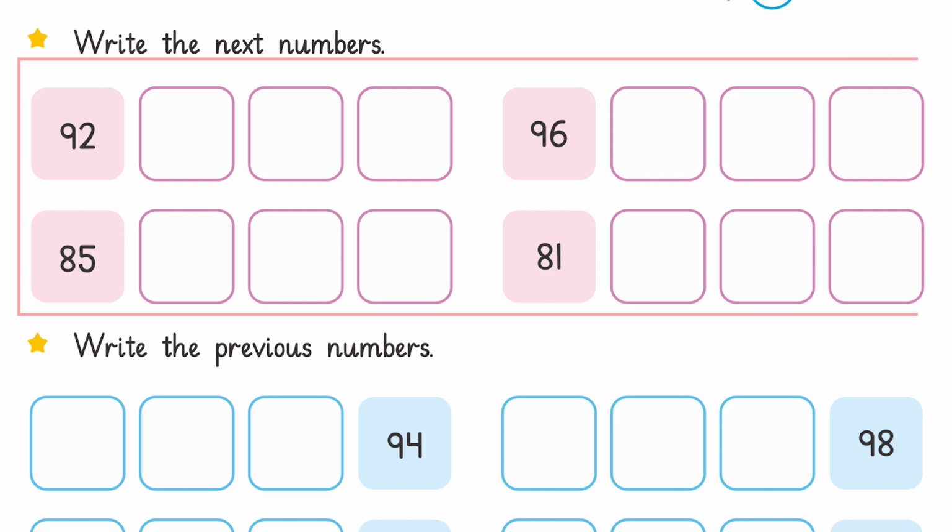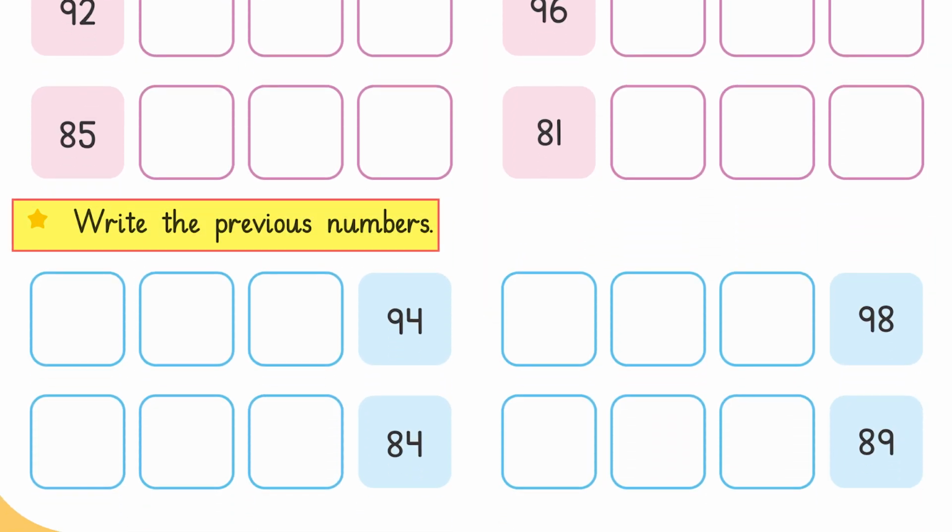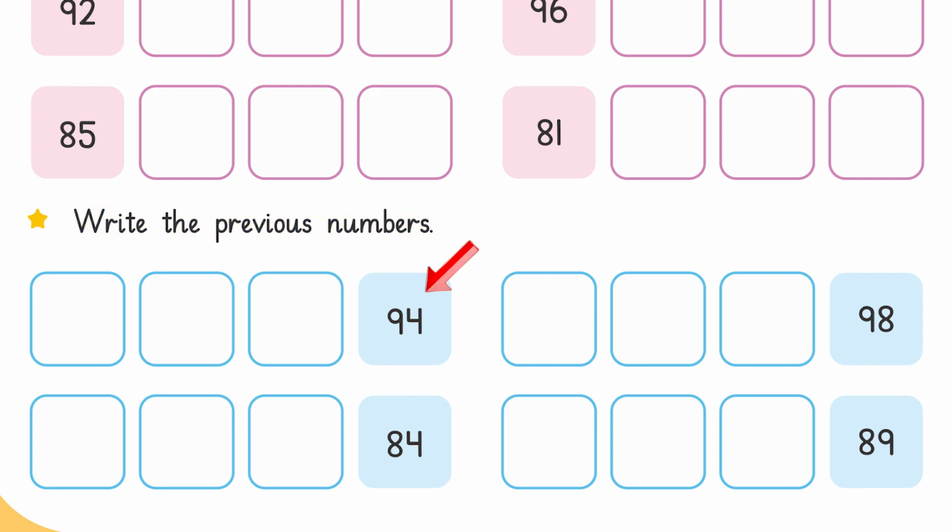आपने इन तमाम numbers के आगे next 3 numbers कौन से होते हैं वो लिखने हैं. So here we have 92, then 93, 94 and 95. Then again the second one is 85, 86, 87 and 88. Same goes with 96 and 81. And in the last question, you're supposed to write the previous 3 numbers. We have 94. What comes before 94? 93, then 92 and then 91. And this way you are supposed to do all 3 parts.